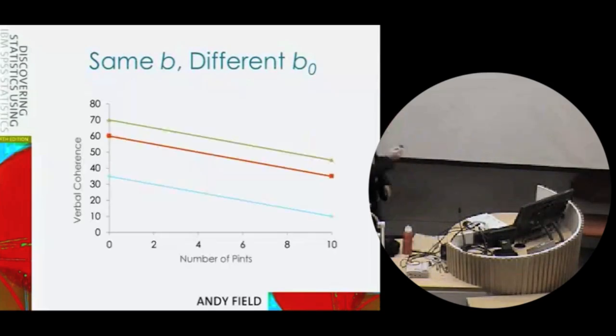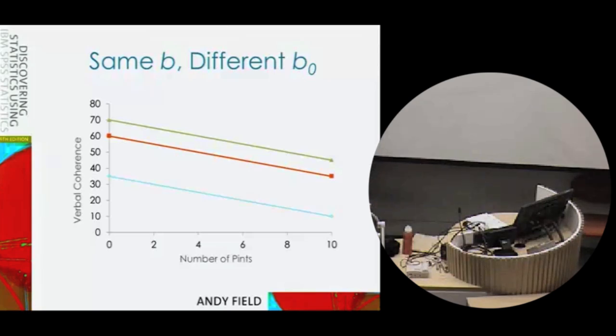So they all slope down. This is, as I said, the sort of typical scenario. The more you drink, the less coherent you become. So the models are all sloping down, but they have different intercepts. The samples have different natural levels of verbal coherence at 0, basically, so when they're sober.